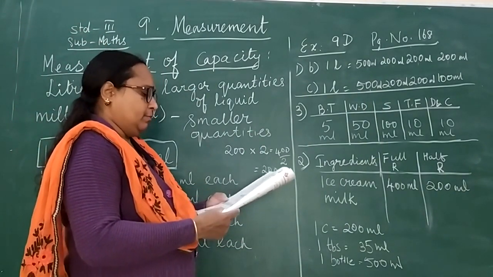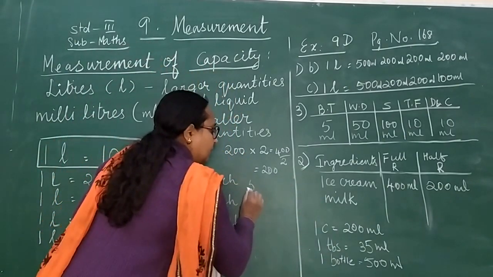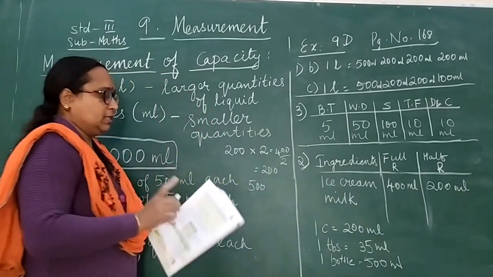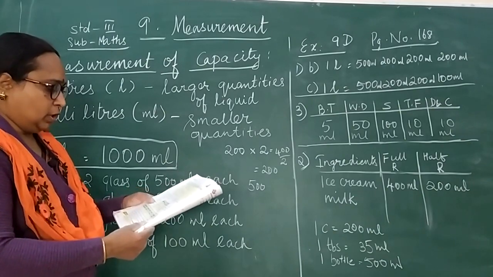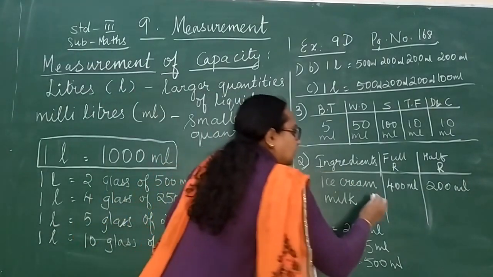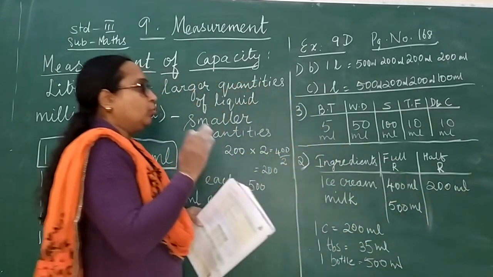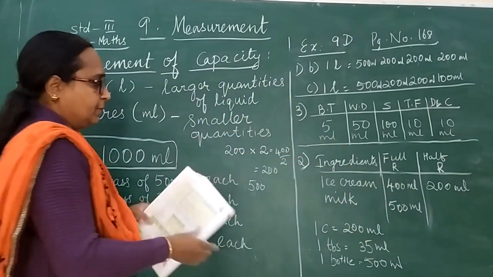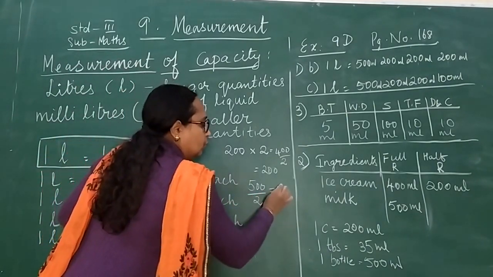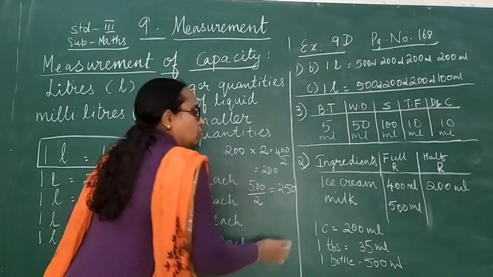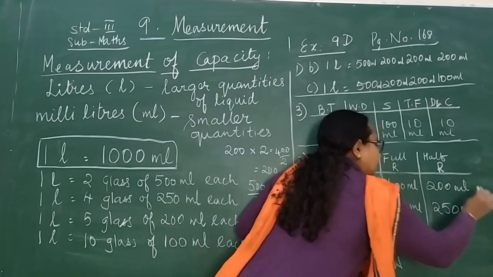Then 1 bottle of milk. The next ingredient I have taken is milk. So how much is 1 bottle? 500 ml. Okay, 1 bottle is 500 ml. So the same 500 ml you will take in the full recipe. Now you have to take half, so what will you do? You will divide it by 2. 500 divided by 2, you will get 250. So here you have to take 250 ml.